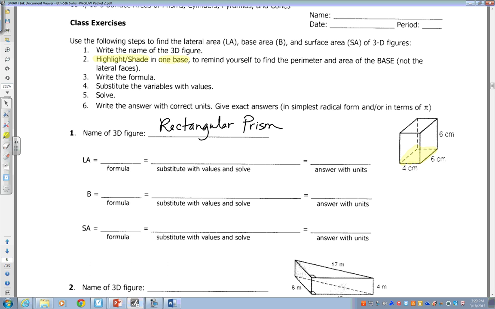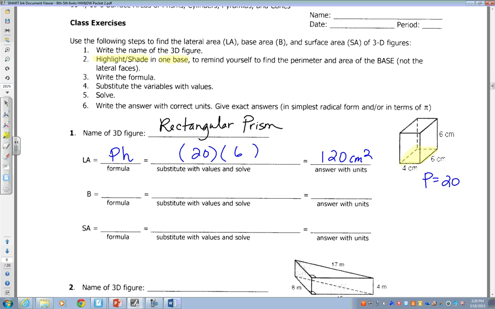Now, the first thing you're going to calculate is the lateral area. The formula for the lateral area is the perimeter times the height. So we know our base is the 4 by 6. The perimeter would be 20, right? Because 4 and 6 is 10, double that, that's 20. We're going to substitute the values here. The 20 is the perimeter. What's the height of our prism? 6. That's the distance between the bases. So our lateral area is going to be 120 centimeters squared.